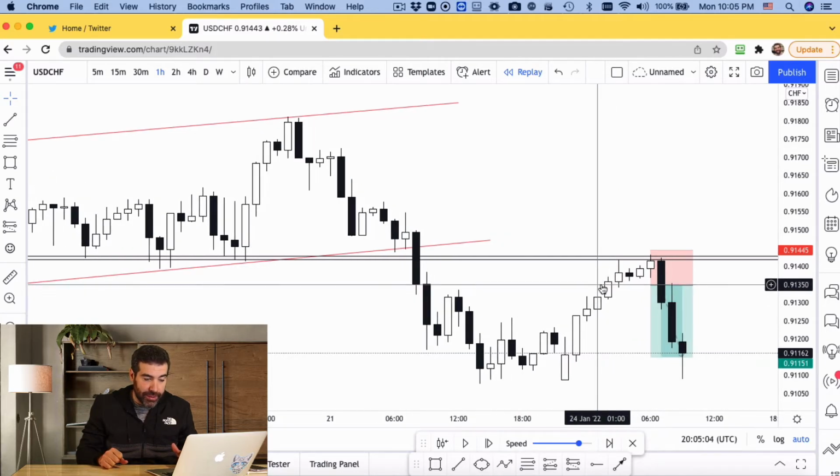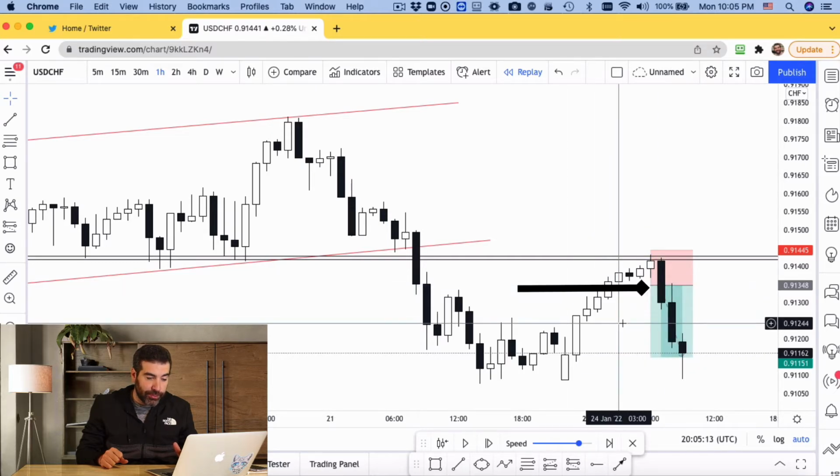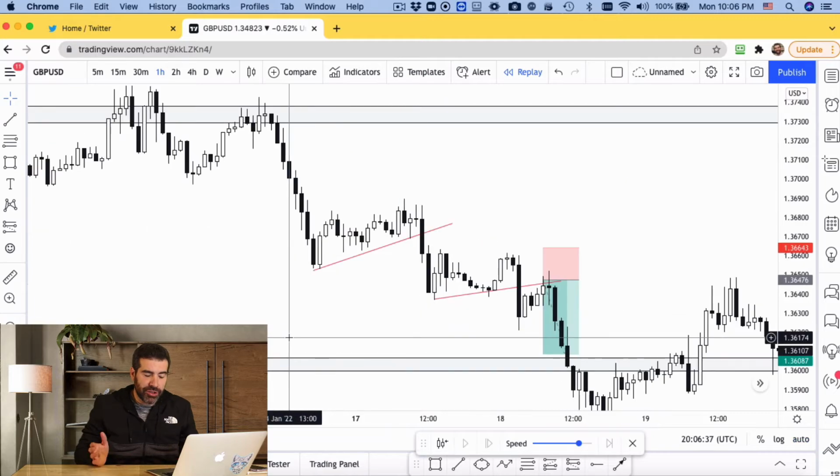So I put that limit sell halfway through, and I was able to get a 2.03 risk to reward ratio over here. So now let me show you another example.